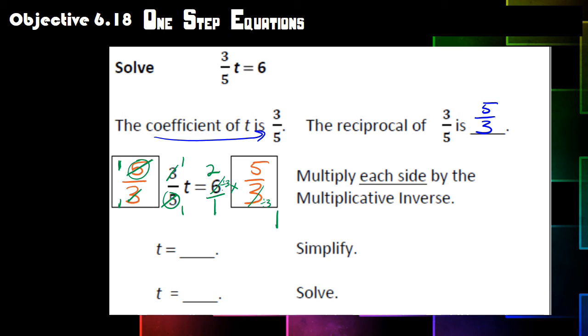So let's go multiply our numerators. 2 times 5 is 10. And then 1 times 1 is 1. So when we simplify that, t is equal to 10.